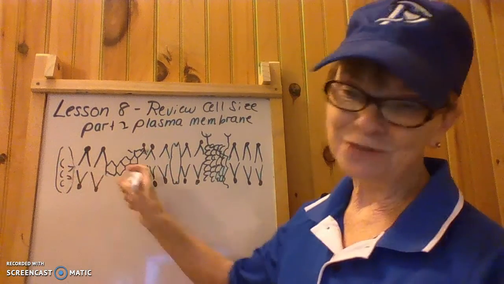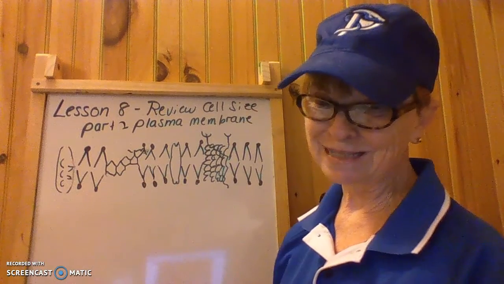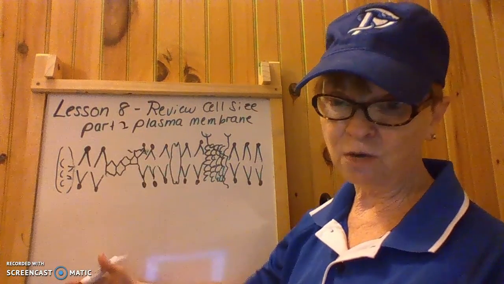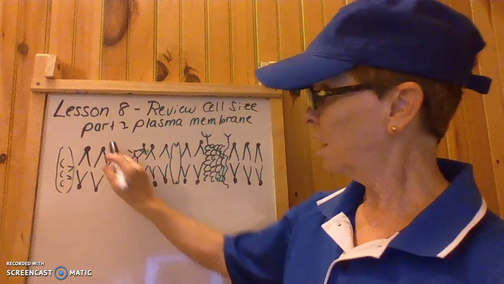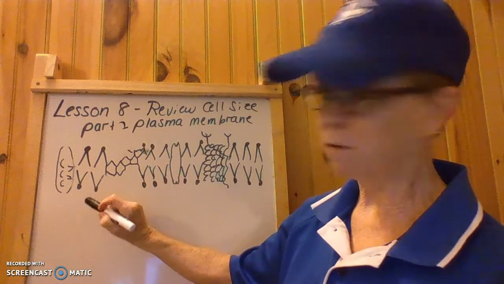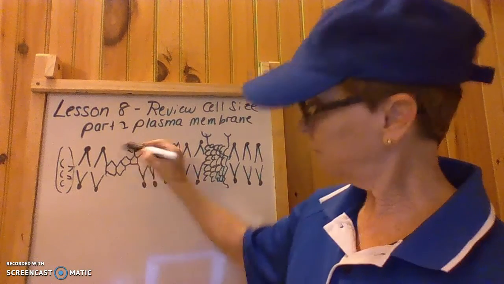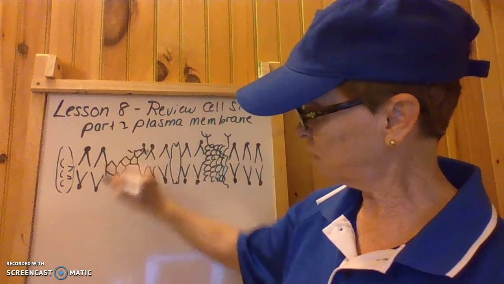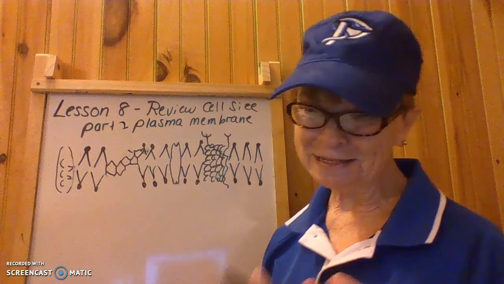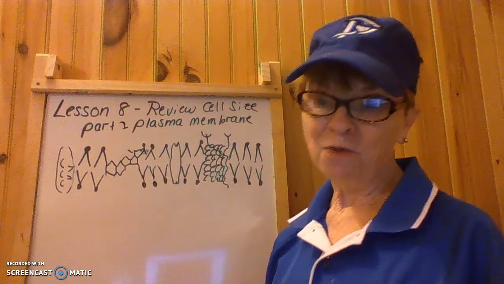We could actually do the exact same thing that Singer and Nicolson did back in the 70s, where they were able to take this view and prove that there were two layers and that there were heads and tails, and it made up the phospholipid, so phospholipid bilayer.